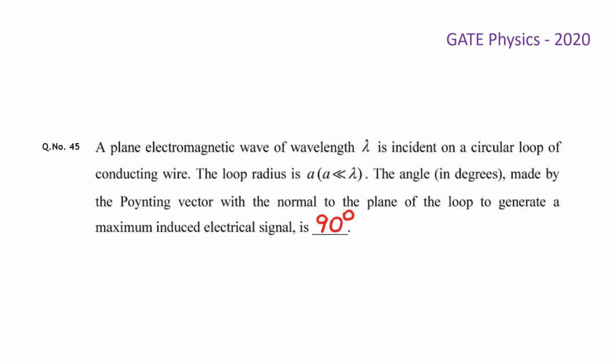So we have solved this problem and we found that the angle in degrees made by the Poynting vector with the normal to the plane of the loop to generate a maximum induced electrical signal, that is induced EMF, is 90 degree.